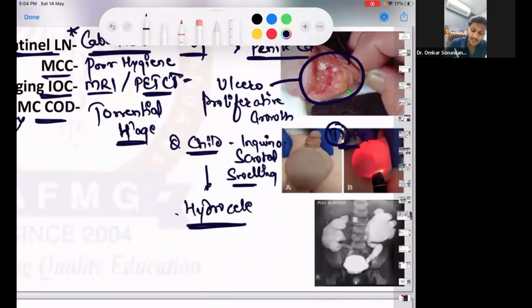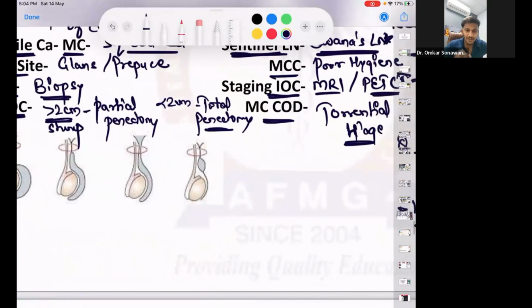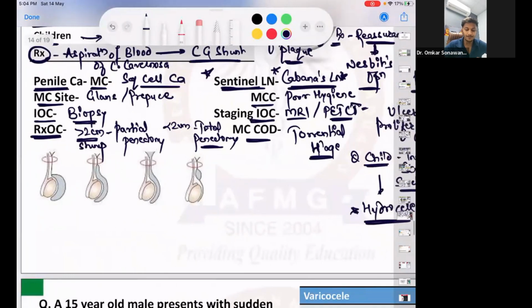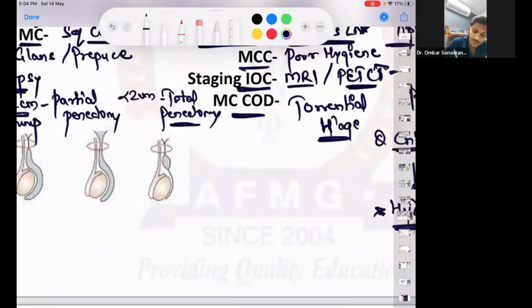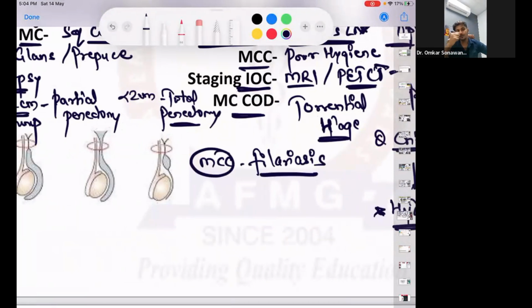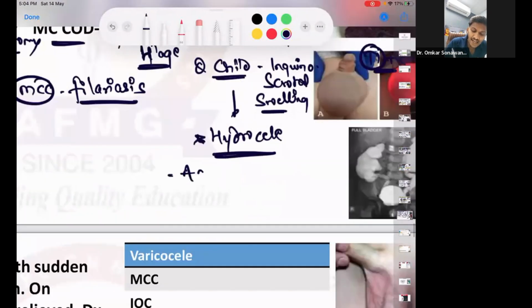Important, please remember this. Hydrocele is due to accumulation of fluid in what? Please tell me quickly. Most common cause of hydrocele, as we have discussed, is filariasis. Very good. Please remember, hydrocele is due to accumulation of fluid in the processus vaginalis.